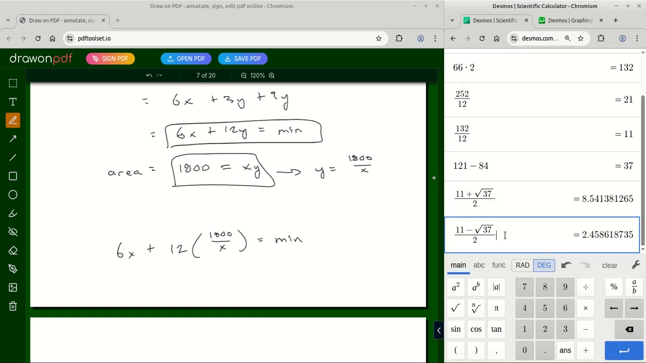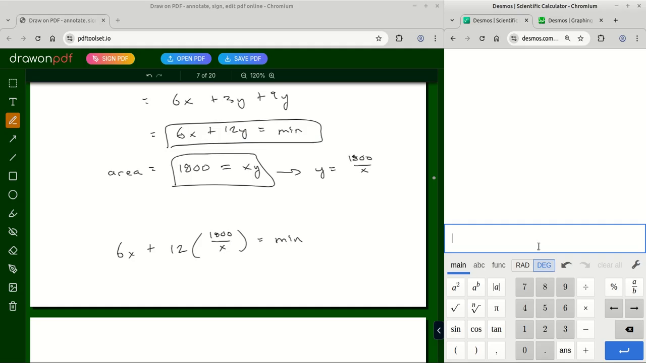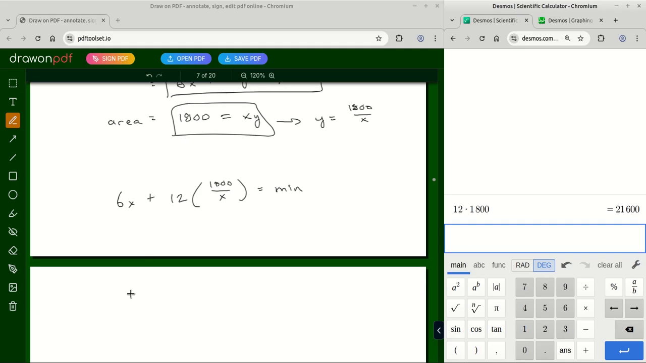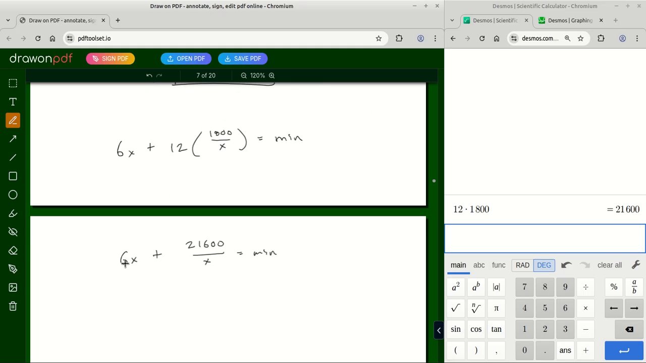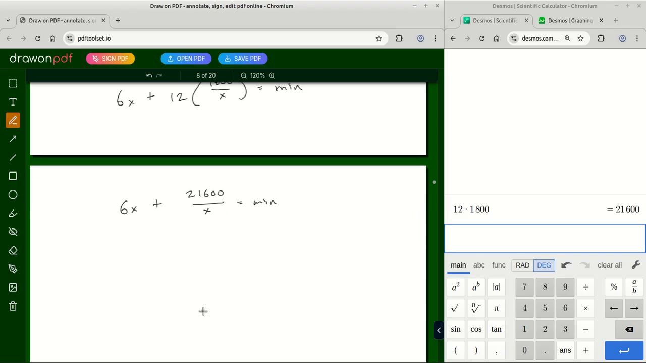Let's go back to the calculator for that guy. Yep. So let's write it out. So I got 6x plus 21600, all divided by x, is equal to my minimum. Okay. Sweet. So how do we do this thing? I'm going to just start finding my derivative. So for the minimum, the derivative equals 0.